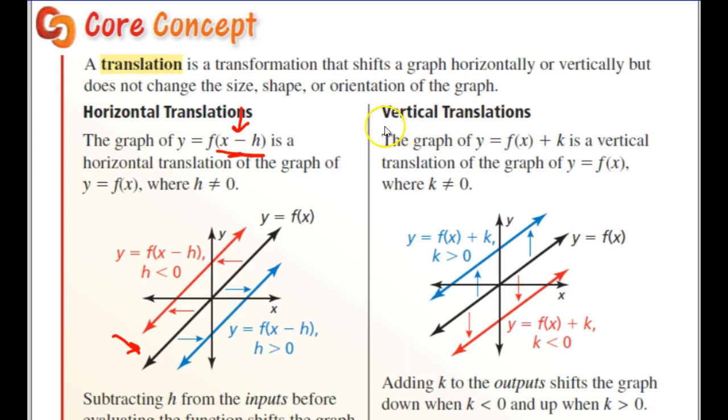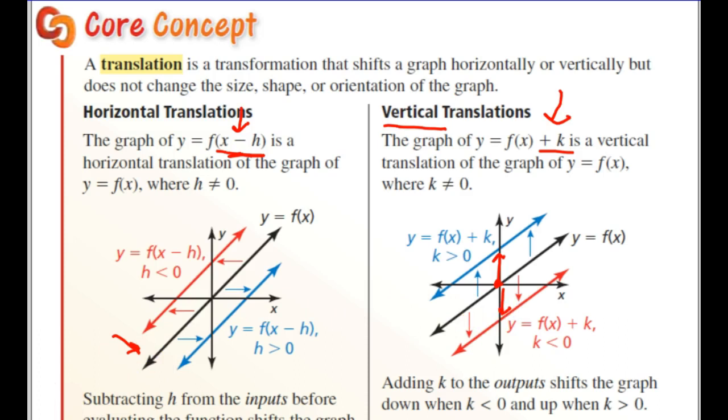So the other thing I have is a vertical translation, and vertical means up and down. And so you'll notice that this vertical is outside the parentheses, not inside. So this is just how we kind of know which direction it goes. So when k is positive, again, I start with my parent function. If k is positive, I move it up, and if k is negative, I move it down.